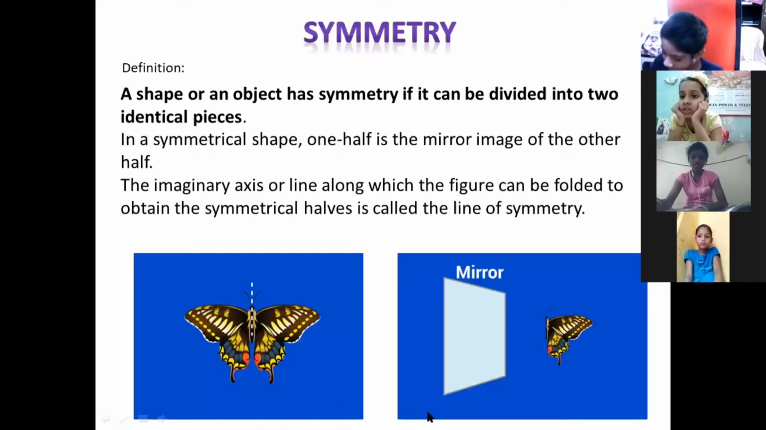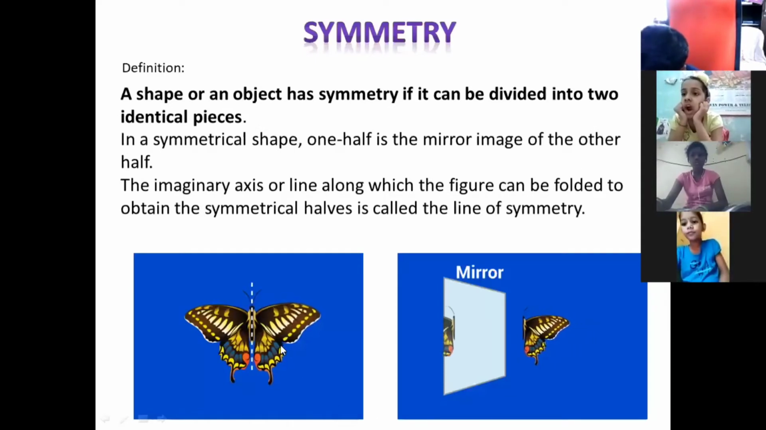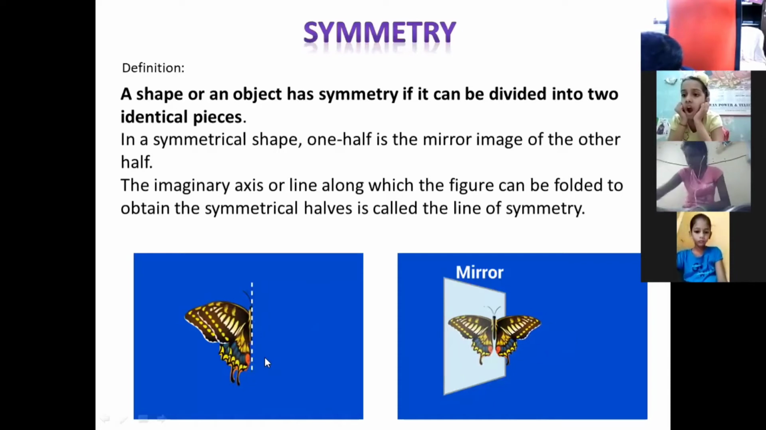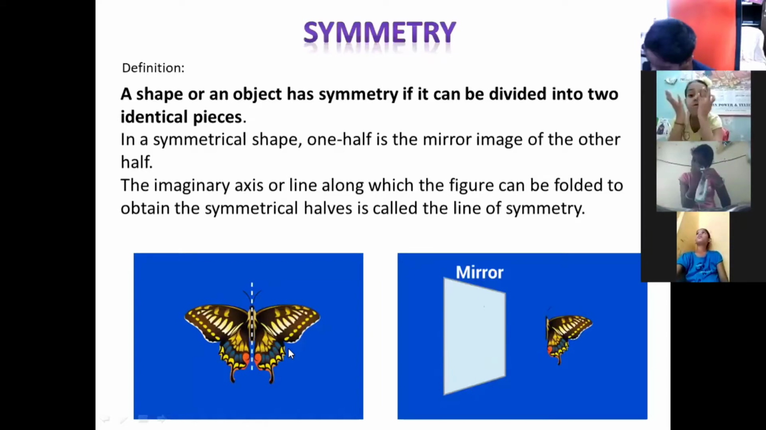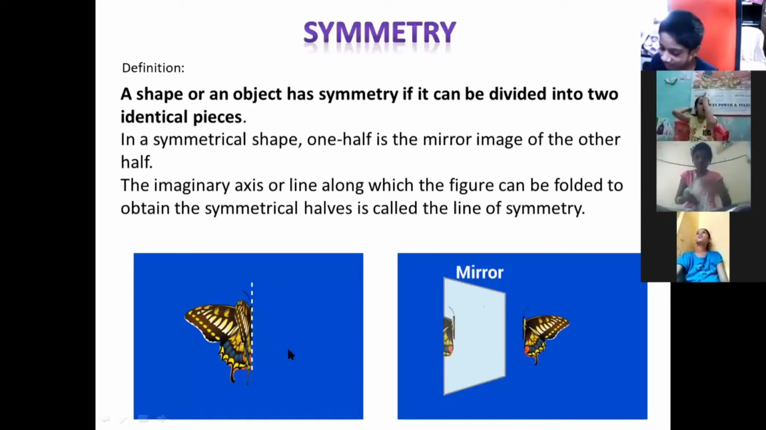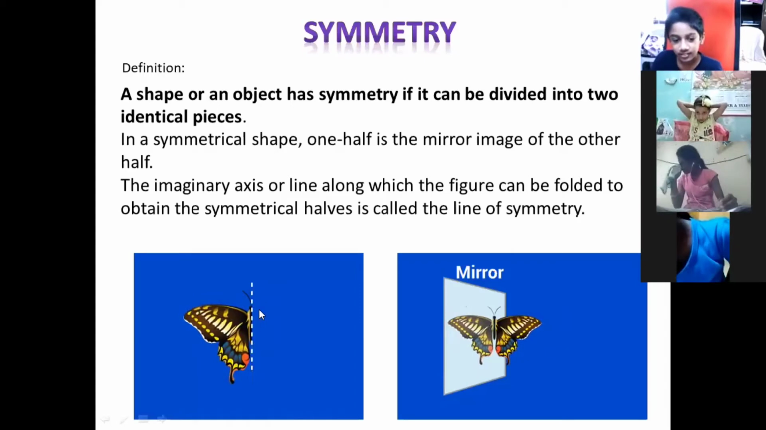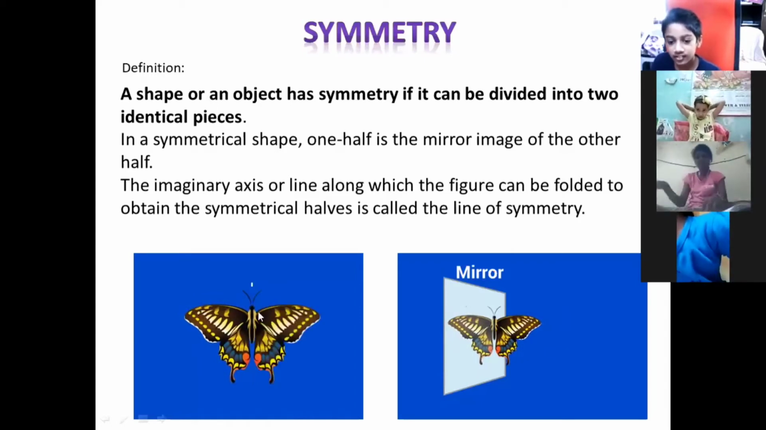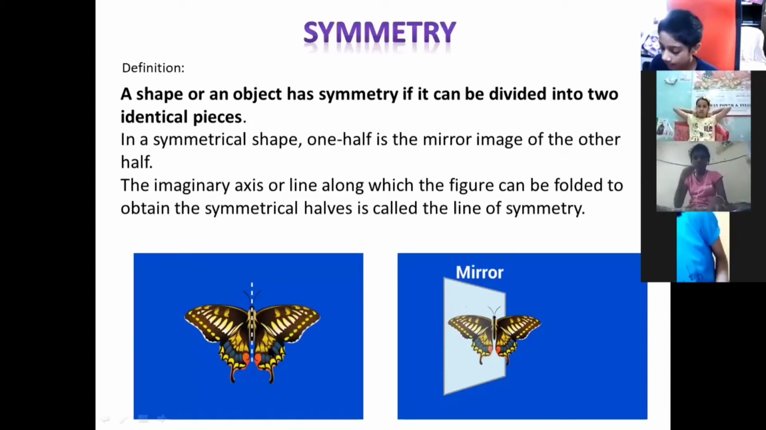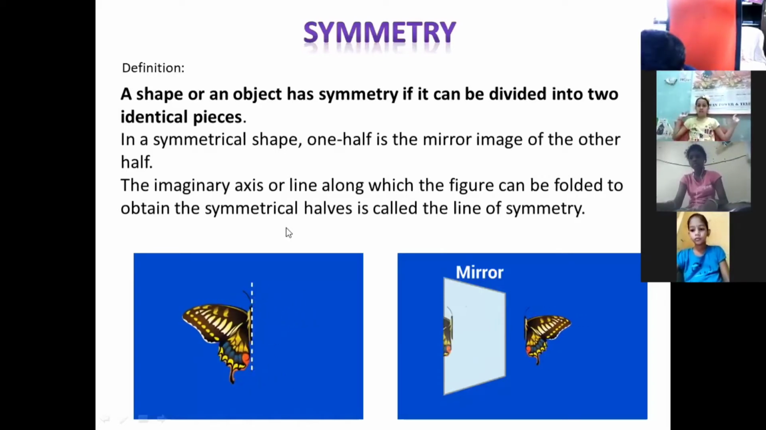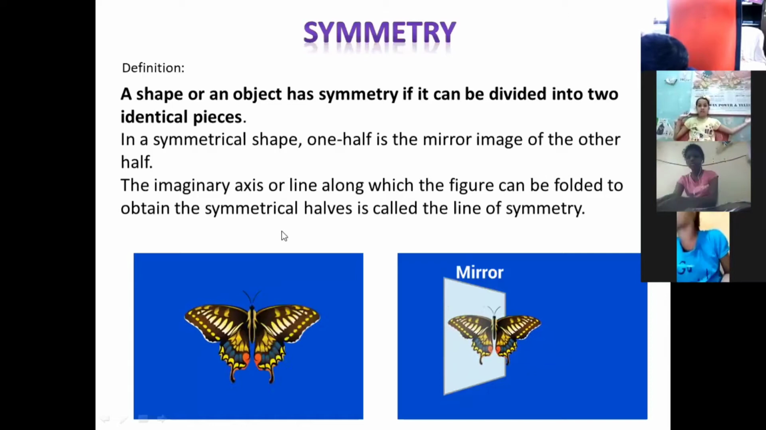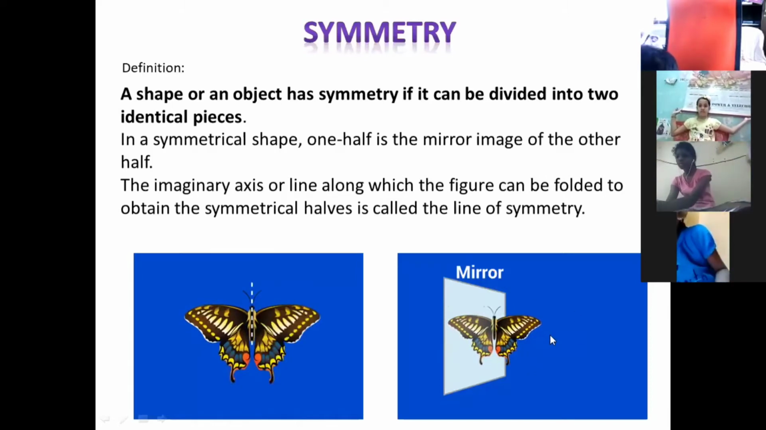Now see here, observe this. Observe the butterfly. The dotted line divides the butterfly into two equal halves, two identical pieces. So in a symmetrical shape, one half is the mirror image of the other half.